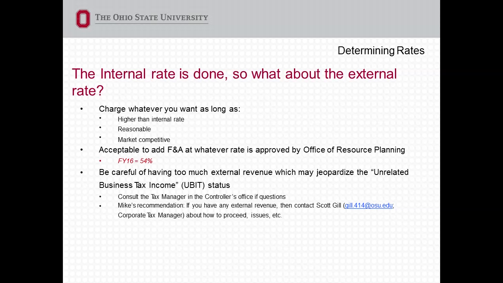We talked about this before: for external people, if your institution or university allows you to charge that 54% F&A rate, you want to make sure you're not collecting too much external revenue, because it might fall under unrelated business income tax. If you have questions about that, you'll want to contact Scott Gill, and he'll be able to tell you if you're making too much income and will be required to collect service tax or sales tax.